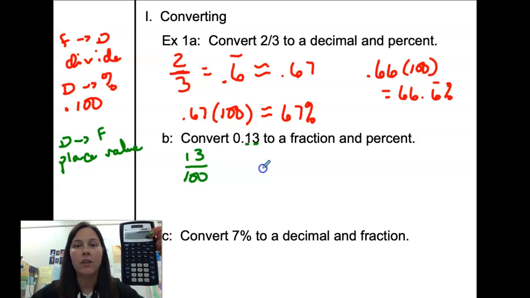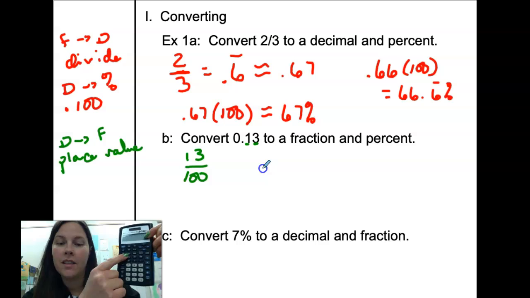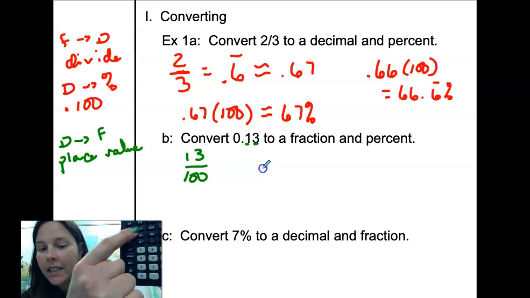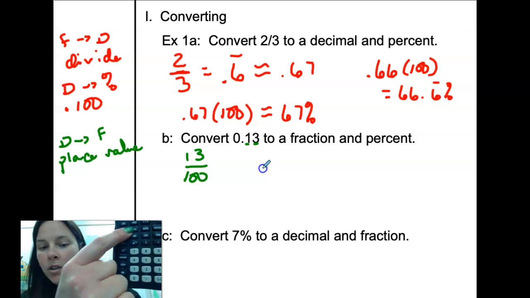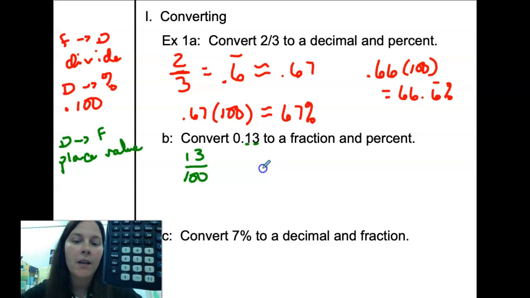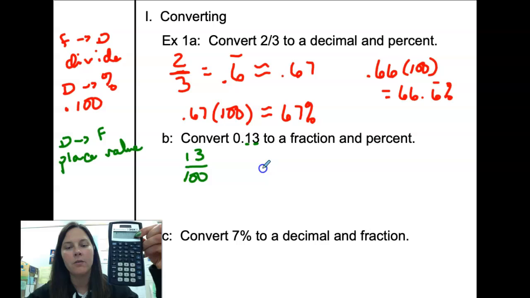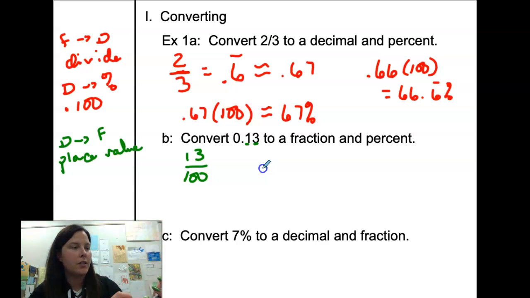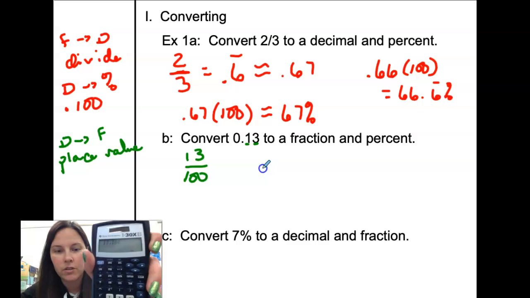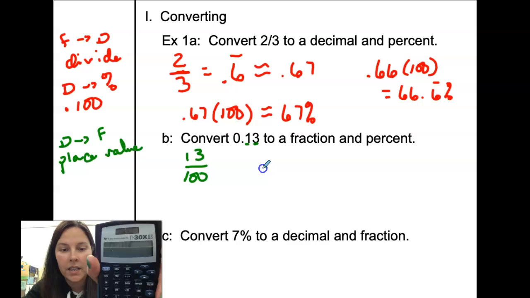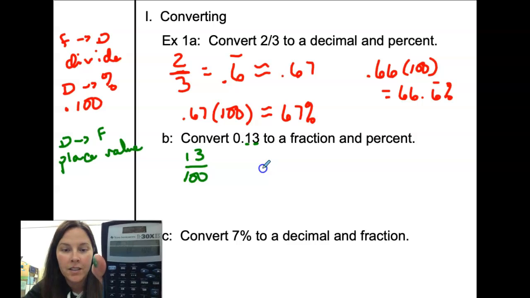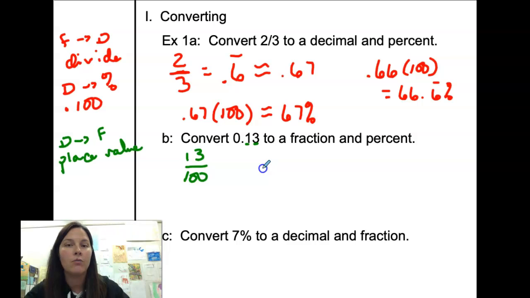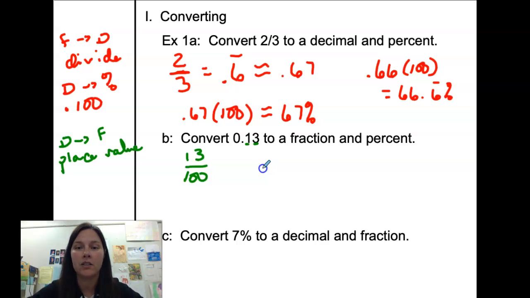For example, if you have one of these calculators, this ABC button right here, I'll try and zoom in on that for you. If you use that button, you can type in the fraction. So I would type in 13, and then I would hit that ABC button 100. So I'll try and show you the screen here. And then when I hit equals, you'll see that it gives me the same answer. That's because 13 out of 100 is already in simplest form. If it weren't, it would have given me the simplified answer.